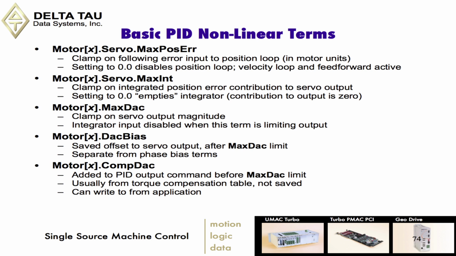There is also directly from the servo loop a DAC bias value that will act at the output of the PID loop. This is separate from the phase bias terms, which is different in Turbo PMAC, which had its own terms for the primary and the secondary DAC output for a channel. And then there's Motor[x].CompDac, which is added to the output of the PID before the max DAC limit. This is the output from the torque compensation table, but you can also write to this yourself directly.